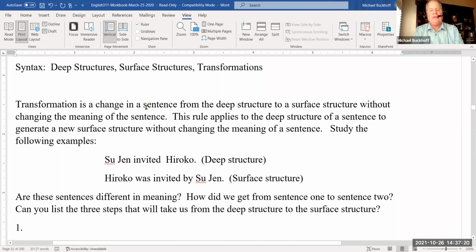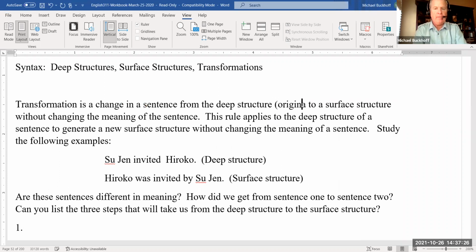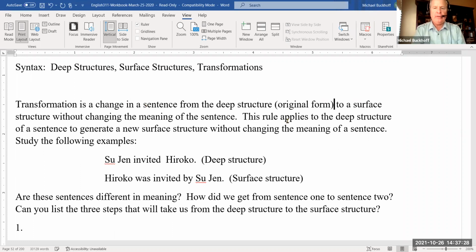Transformation is a change in a sentence from the deep structure. You can think about deep structure as the original form of the sentence to a surface structure, which is a variation of the original, without changing the meaning of the sentence. This rule applies to the deep structure of a sentence to generate a new surface structure without changing the meaning of the sentence. So today we'll talk about two different kinds of what we call transformations. The first one involves active passive voice transformation. The second one involves indirect object shift transformation.